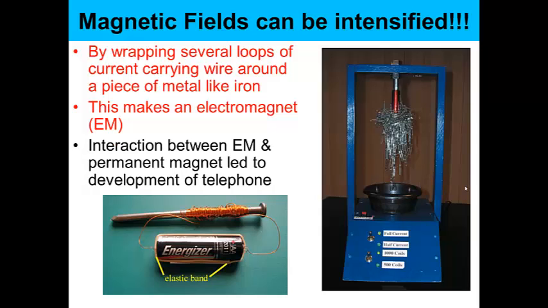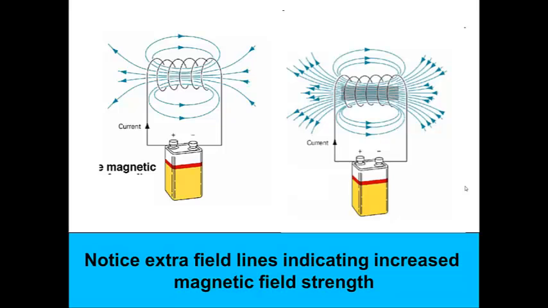The interaction between the electromagnet and the permanent magnet led to the development of the telephone. So you'll notice that as you either increase the amount of electricity or current going through, or increase the number of coils of wire, you can increase the magnetic field produced by an electromagnet.